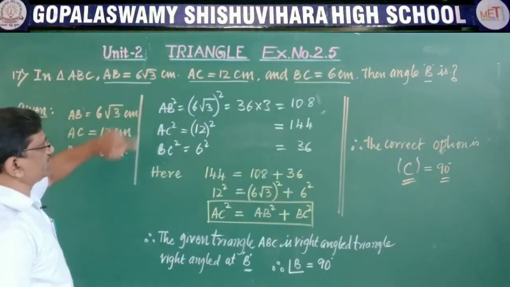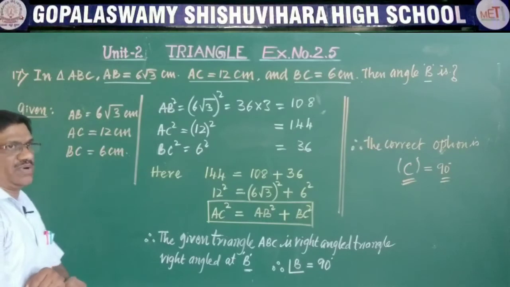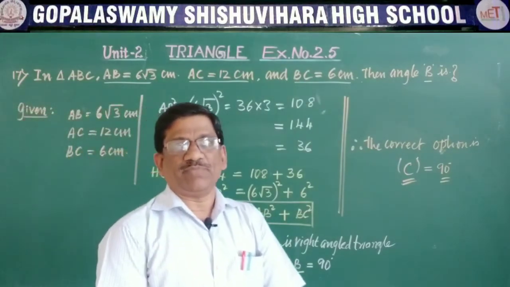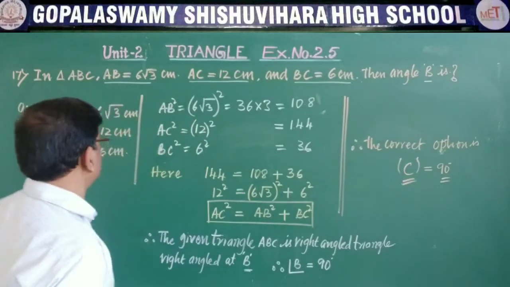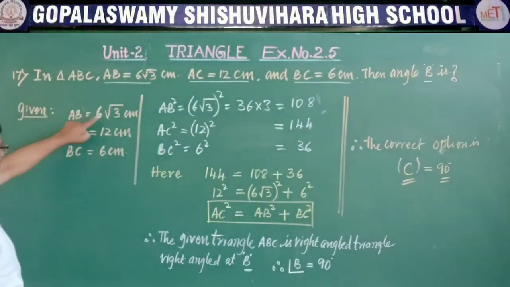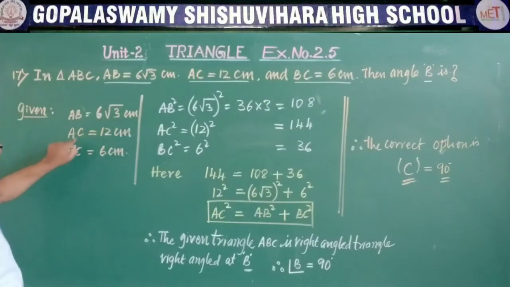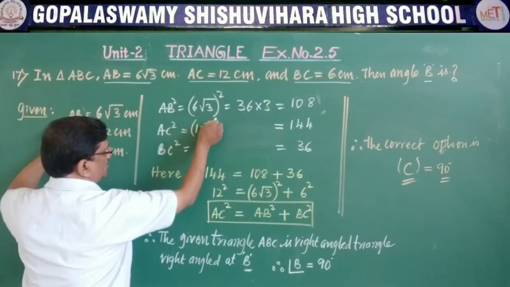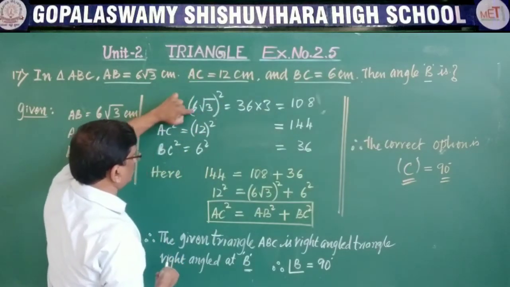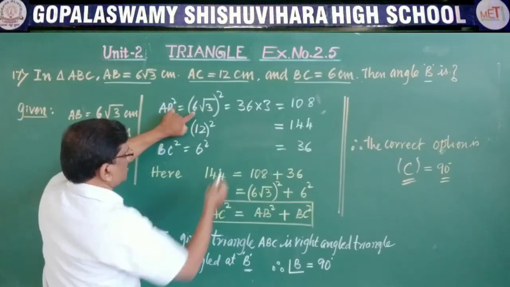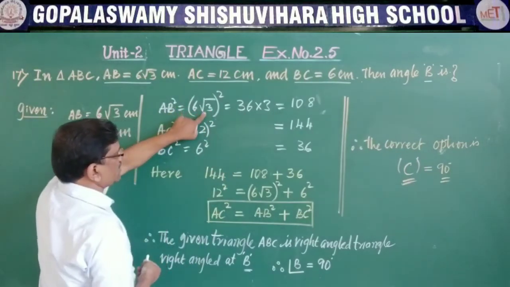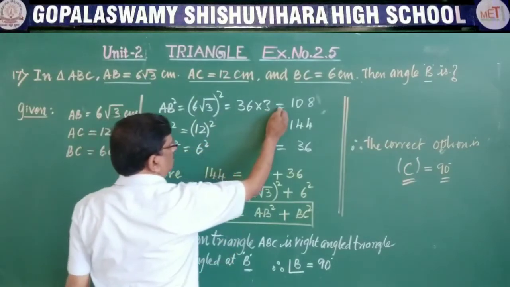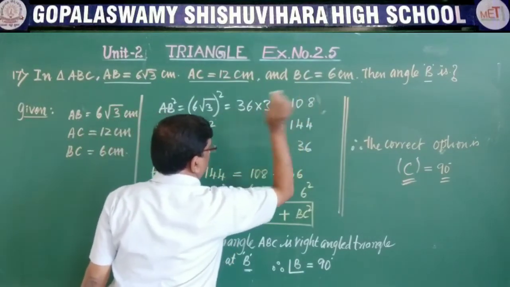See, children, here the sides of the triangle are given. We have to apply converse of Pythagoras theorem. Clear, children? So here you see the given sides AB is equal to 6 root 3, AC is equal to 12 centimeter, BC is equal to 6 centimeter. Now let us take the square of these. That is, AB square is equal to 6 root 3 whole square. When we apply square to both 6 and root 3, 6 square is 36, root 3 whole square is 3, and if you multiply, it gives 108.